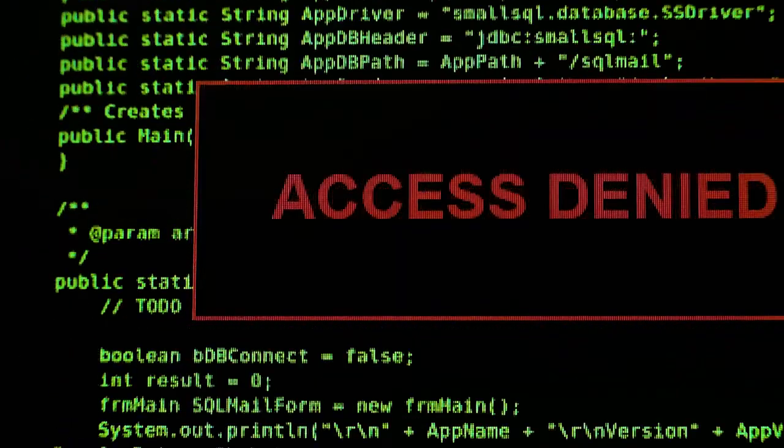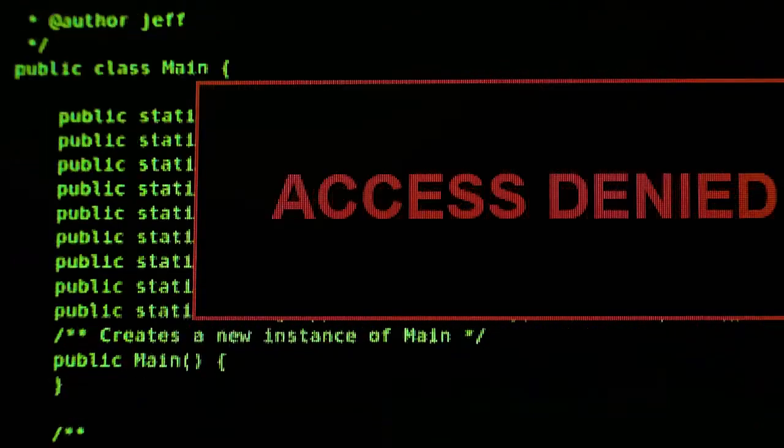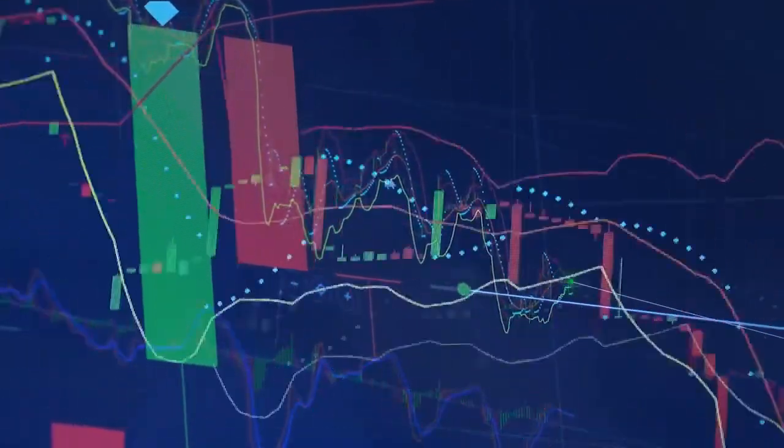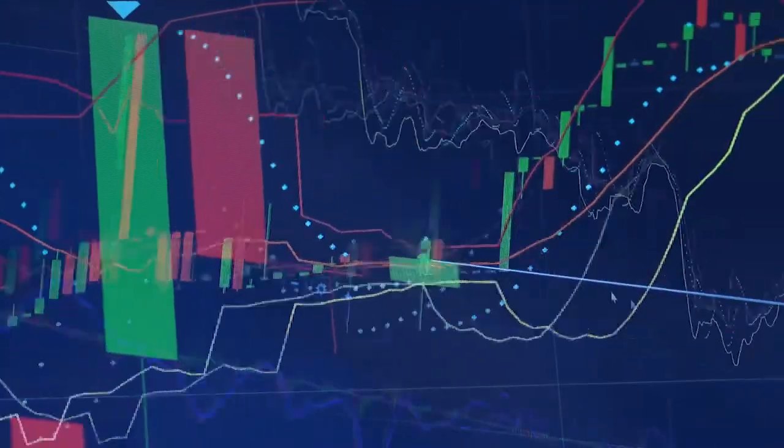Another mistake: treating private market data like public equities. These assets are less liquid and move slower, so patience and due diligence matter far more.